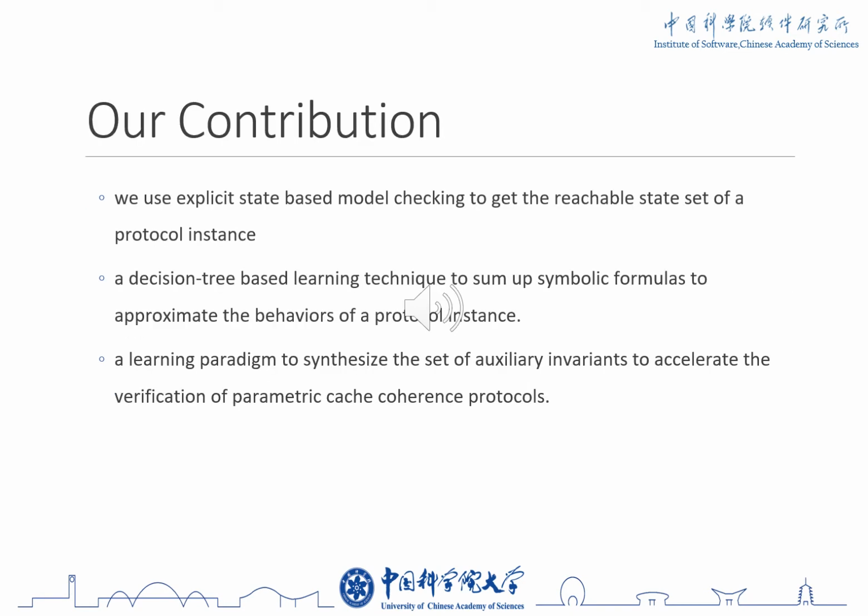In this work, we introduce a decision tree-based learning technique to sum up symbolic formulas to approximate the behaviors of a protocol instance from its reachable state set. We develop a learning paradigm and incorporate it into the ParaVerifier framework, which is devoted to parameterized proof.